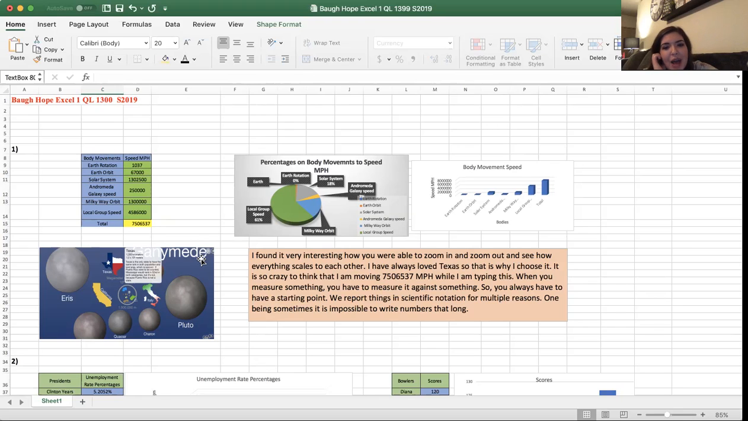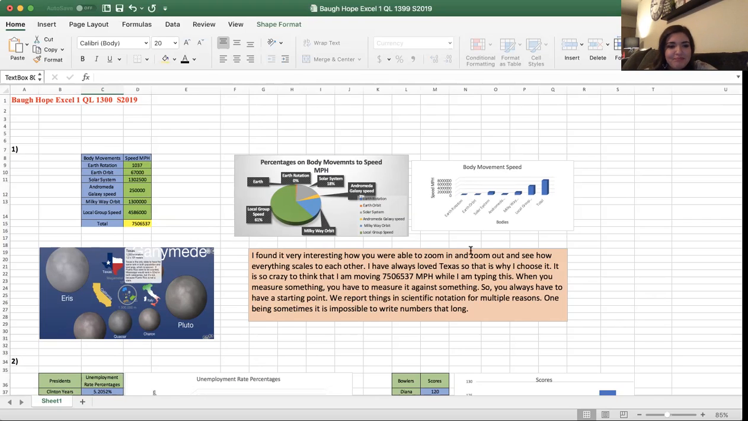But anyway, this is my first time really using Excel, and so I really enjoyed getting involved in it and creating the graphs, all the different graphs. It was challenging, but I enjoyed it, and I learned a lot. So that's what this class is all about, I guess.